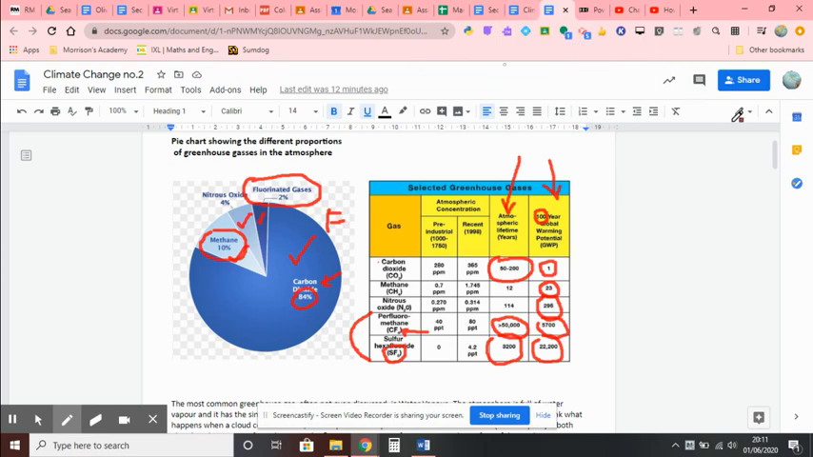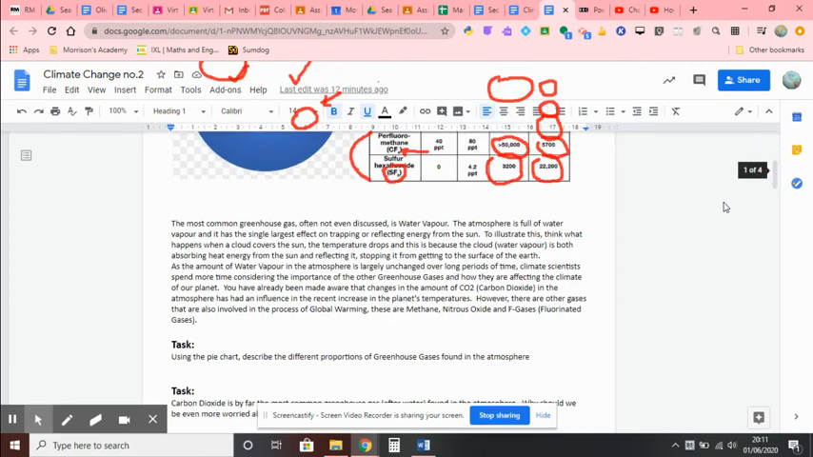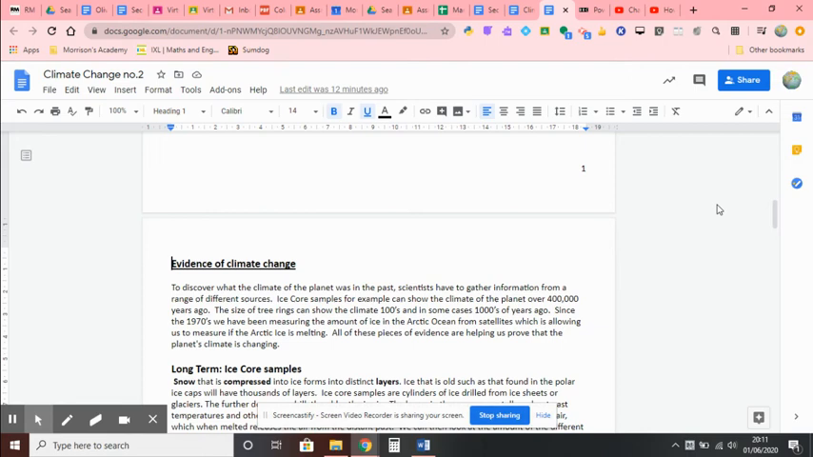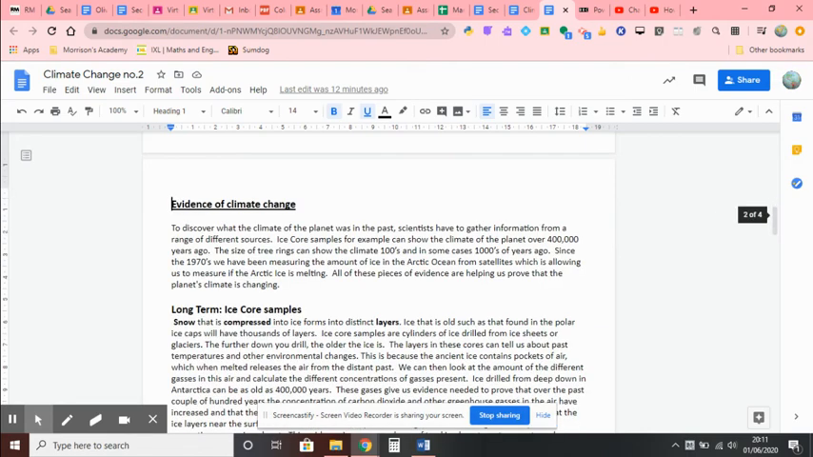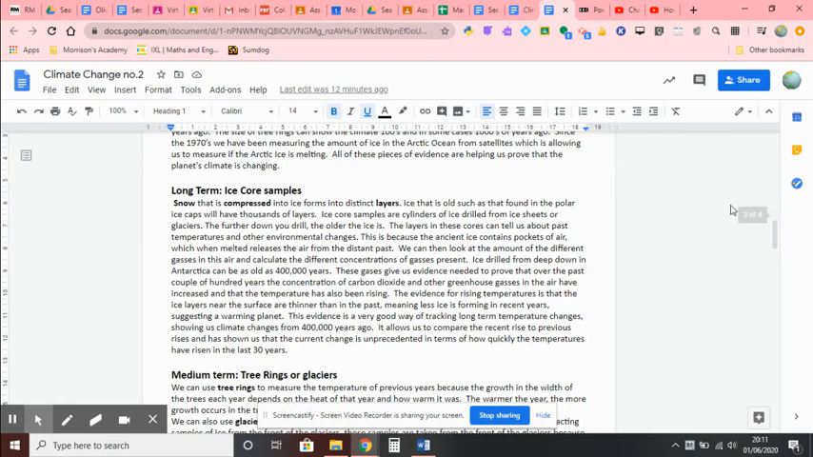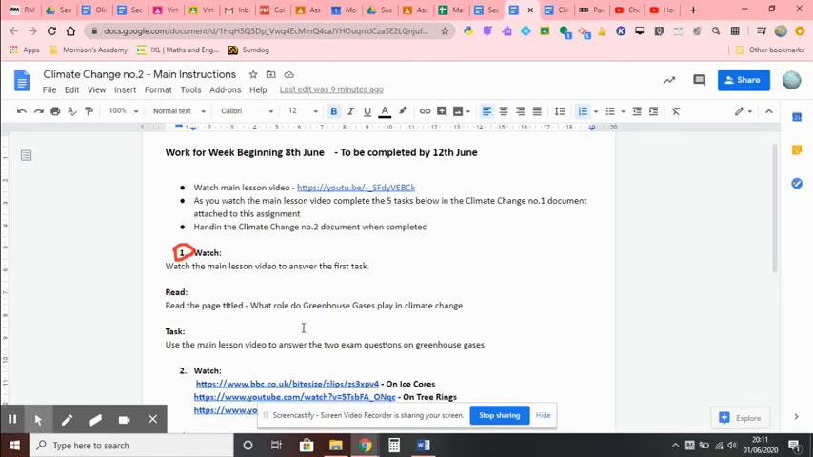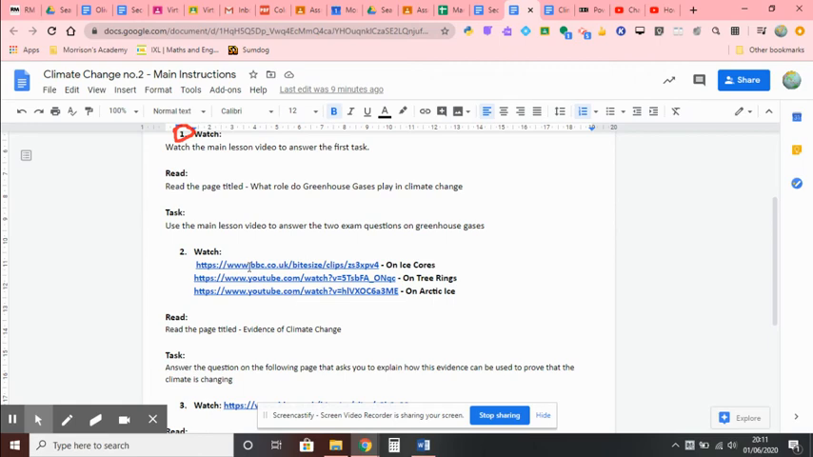But if we just take a quick little journey through what remains of today's lesson, you've got 3 more questions, and we're just going to scroll down. On the second page, it's all about evidence of climate change. How can we prove what the climate was like thousands of years ago? How do we actually know changes? And there are 3 bits of evidence, and I've also got 3 videos for this task, which I'm just going to show you. So if I just scroll down a little bit, you'll see here they are.